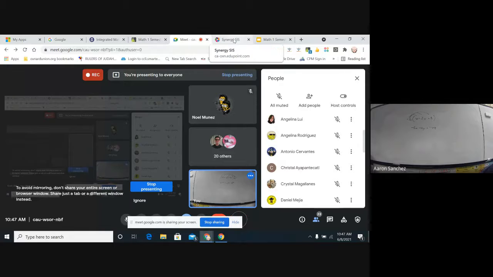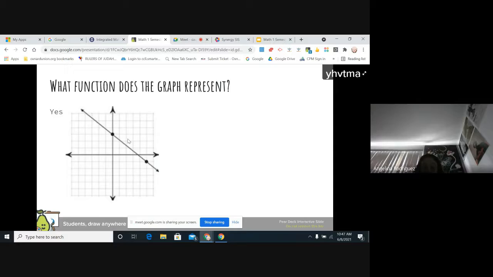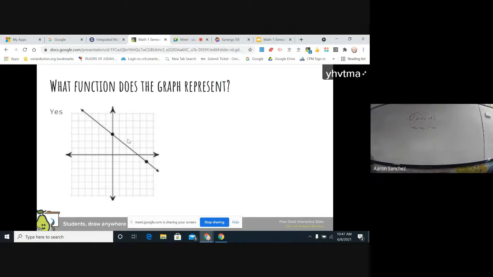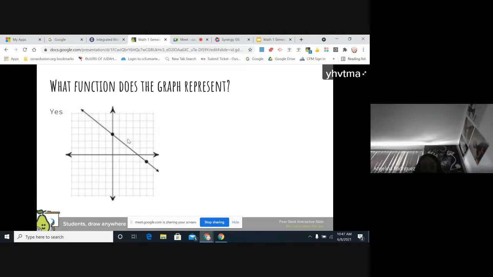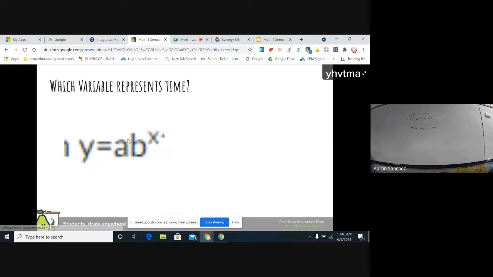Can you see it, Angelina? The one on your board. The one that I'm presenting here. It's very little. Can you pin it? There you go. Okay, so what do you think, Angelina? Is that linear or exponential? Linear. Very good. It is. It's a line, linear. Okay, let's move on. Thank you, Angelina.